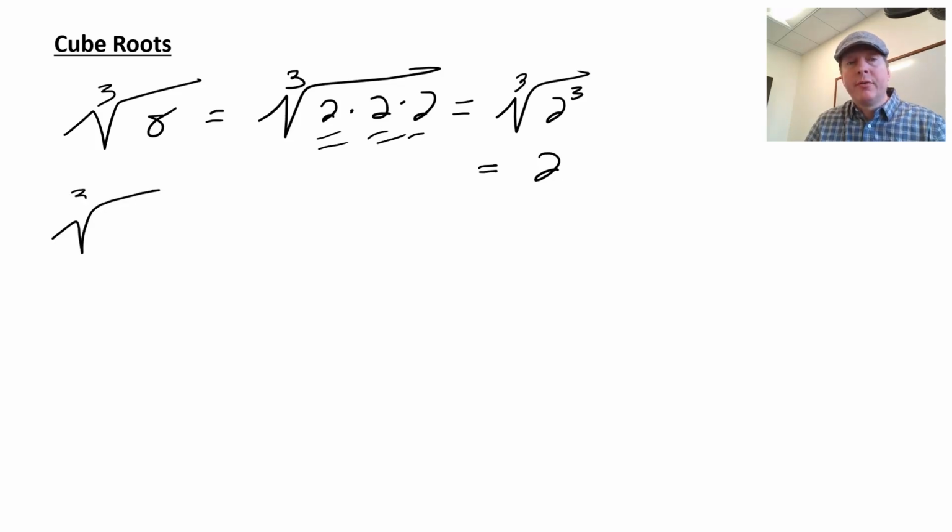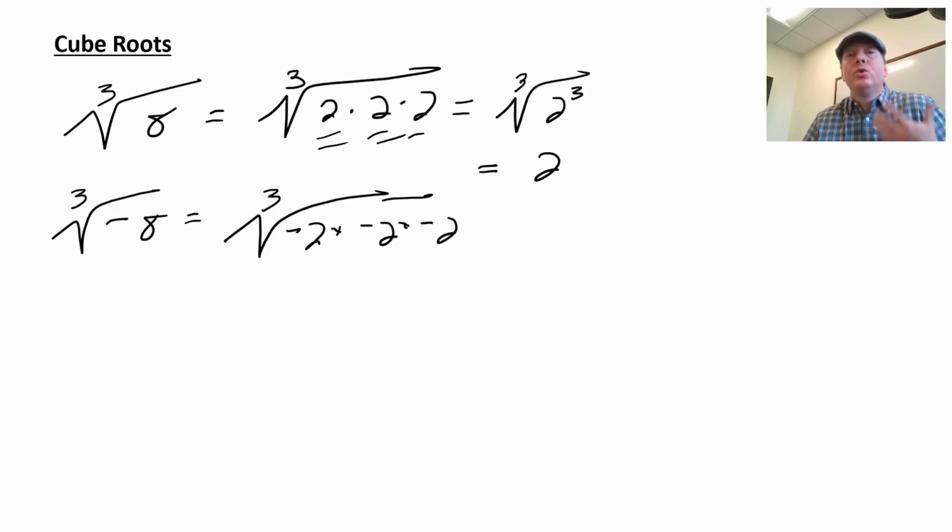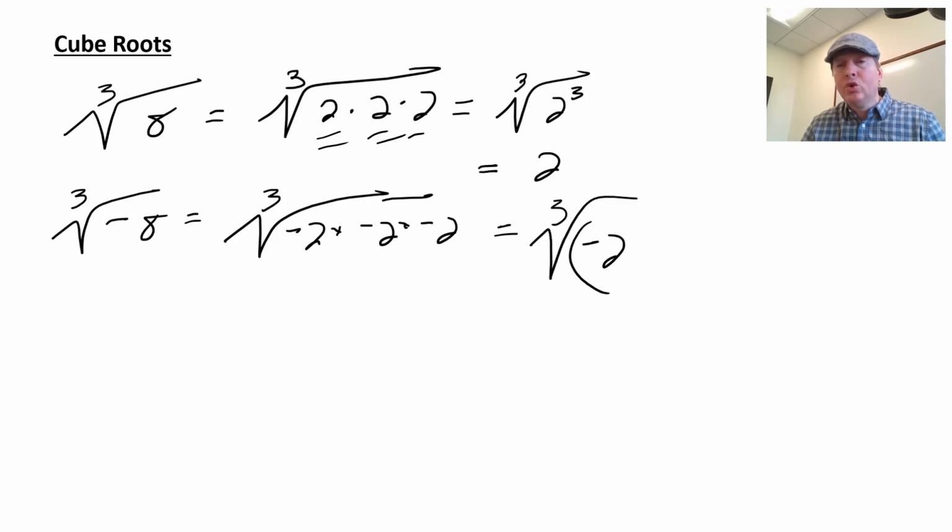The cubed root of -8 is the cubed root of -2 times -2 times -2. So -2 times itself 3 times. That's the same thing as the cubed root of -2 cubed. And here again, the cubing and the cubed root cancel each other, so it's -2.